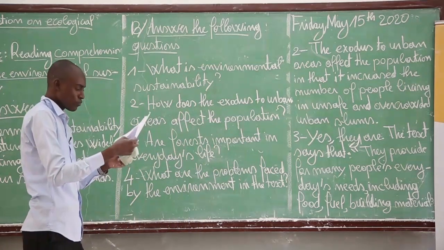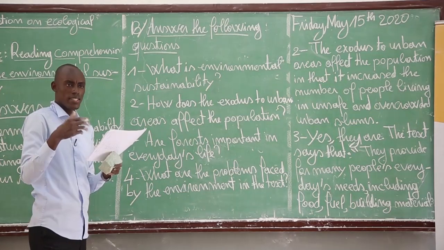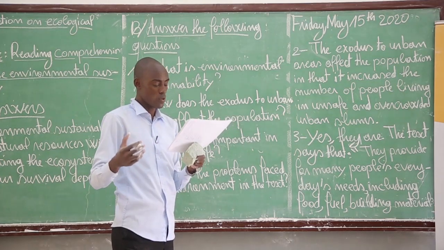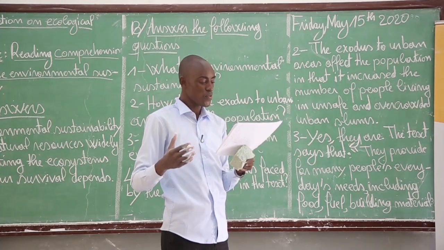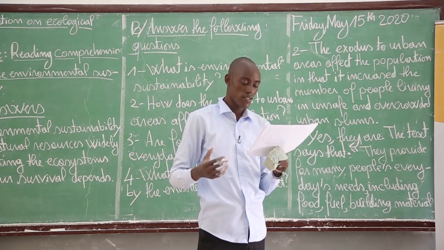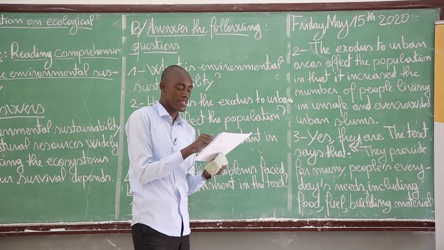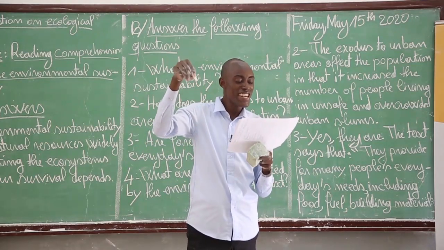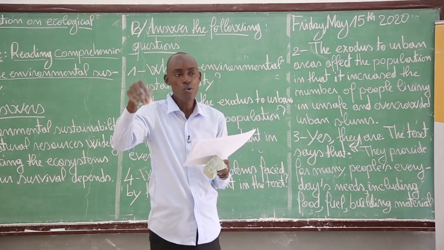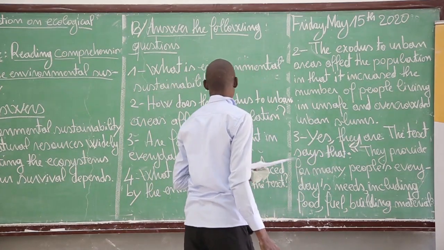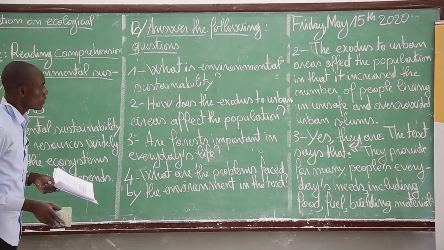Now, let's check in the text. Yes, we can see the answer in the third, the last paragraph. Let's read this paragraph. Forests cover one third of the Earth's surface and constitute one of the richest ecosystems. They provide for many people's every needs, including food, fuel, building material, and clean water. That's why I said here, and so on. And so on means there are the rest.